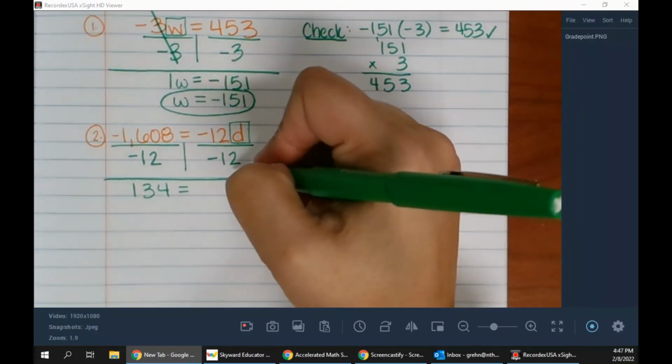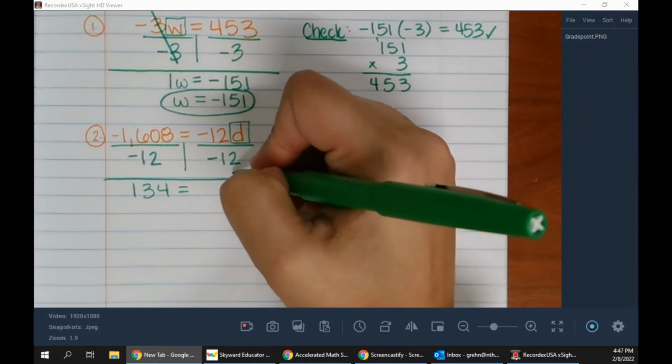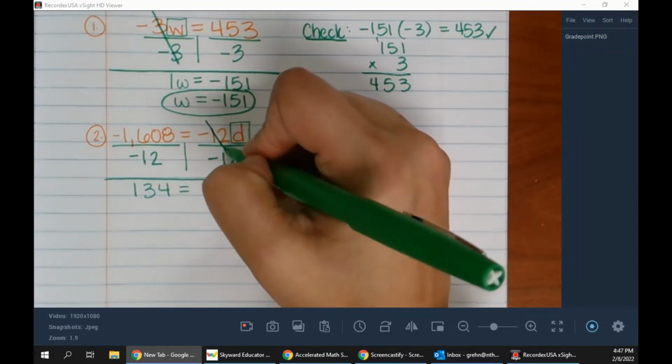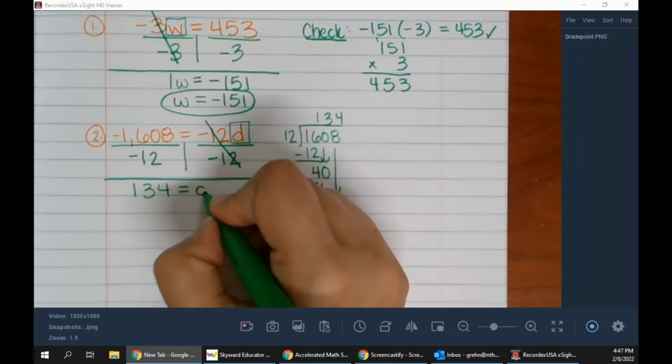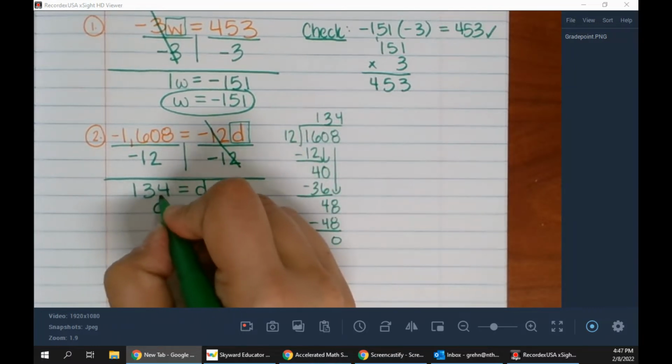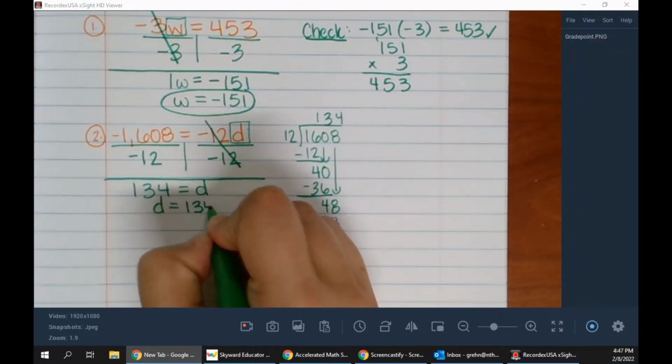And then over here, remember, when we have negative 12 divided by itself, that's 1. That cancels out because 1 times anything is itself. So we end up with D equals 134.